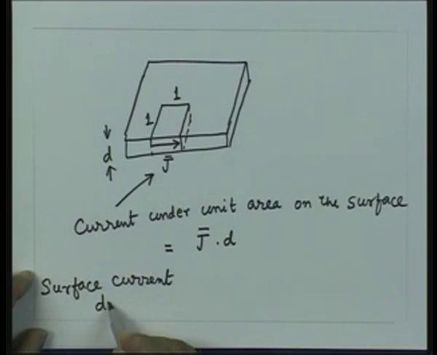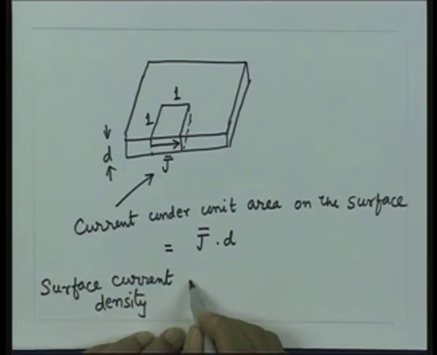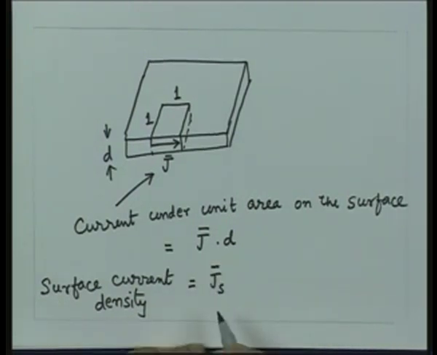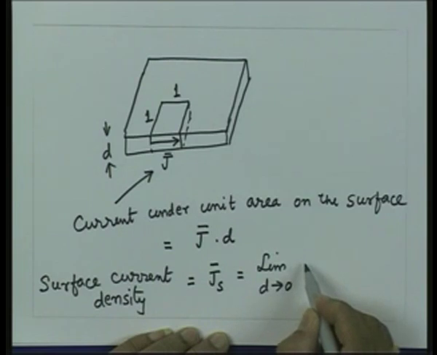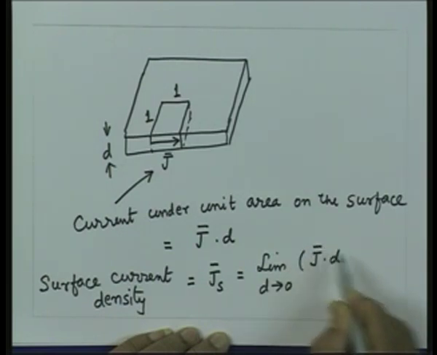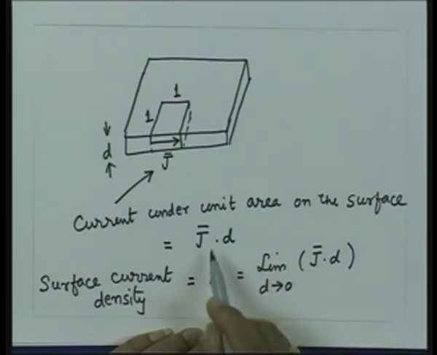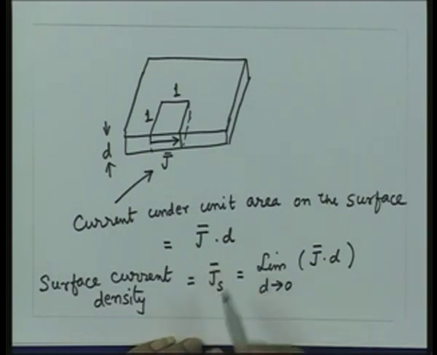current density, and that is let us say given by Js, that is equal to the limit when d tends to 0, J into d times d. It is not a dot product, it is just J multiplied by the area, and the direction of Js is the same as the direction of J.